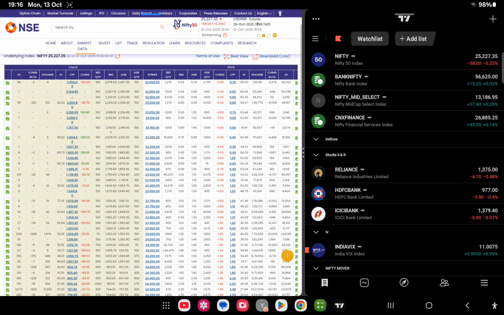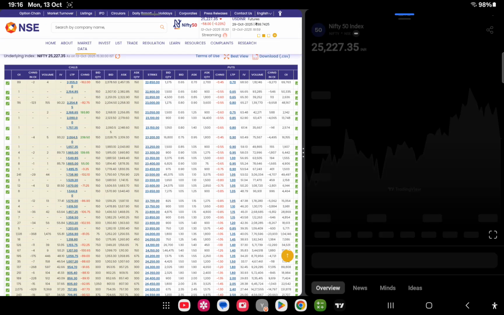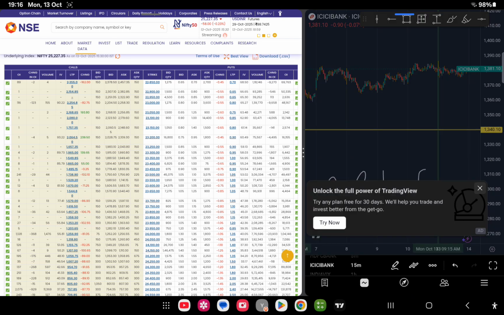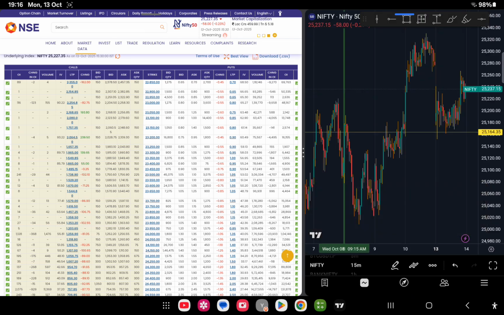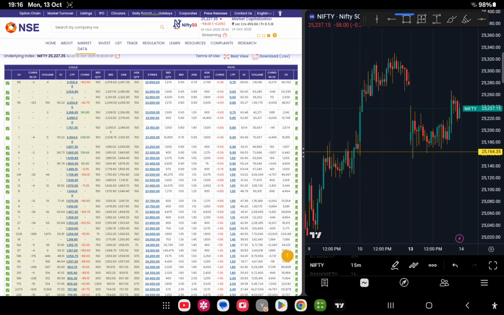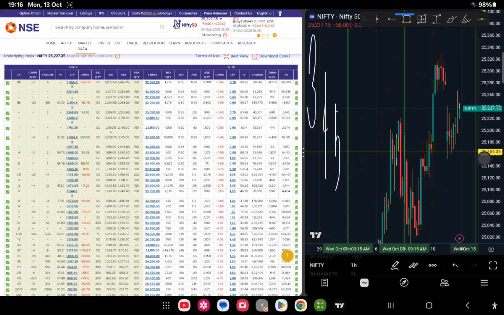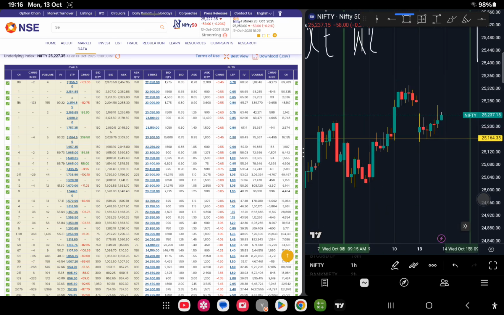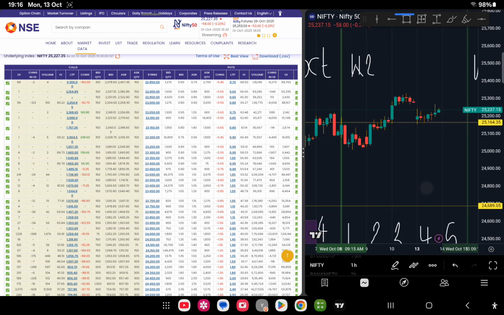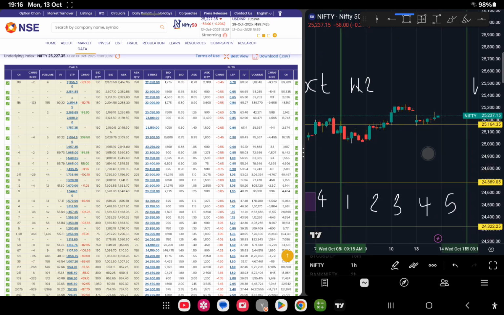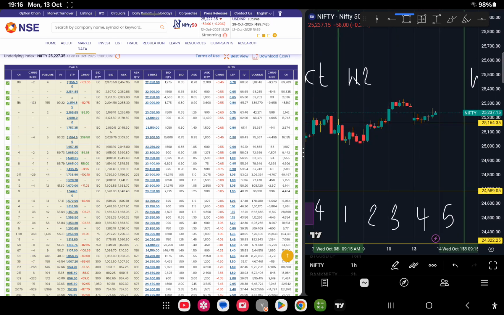We'll now go into the chart. So I'm running parallel both the option open interest chart as well as option chain, as well as our week 2 charts. Okay, so here is the day 5. Tomorrow we are going to have expiry.